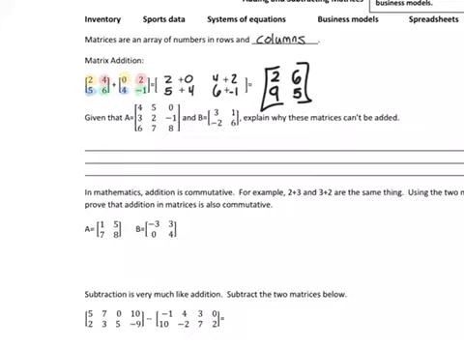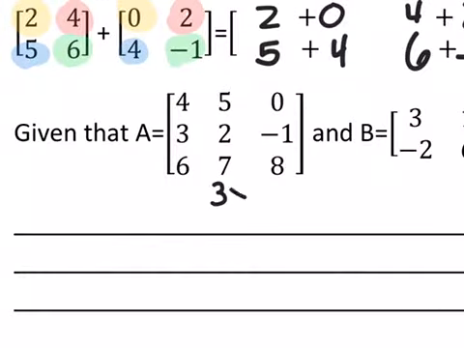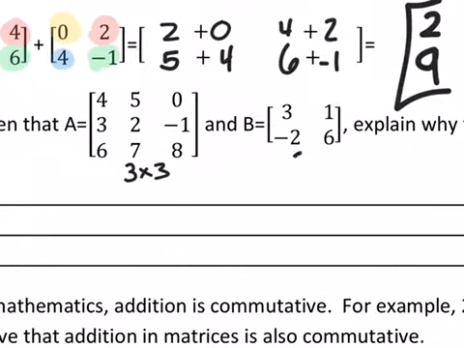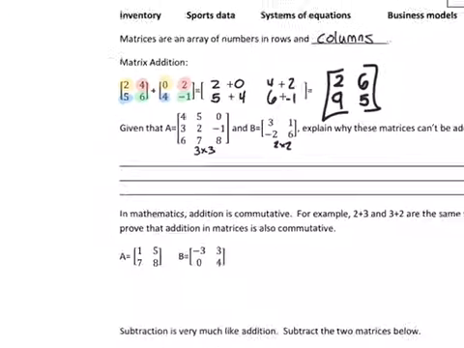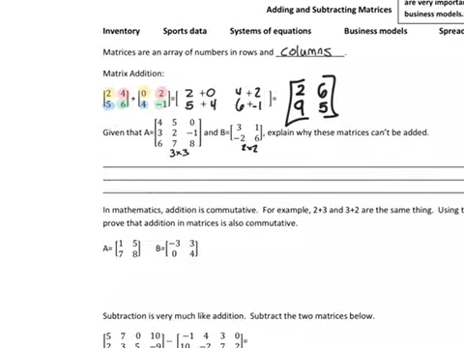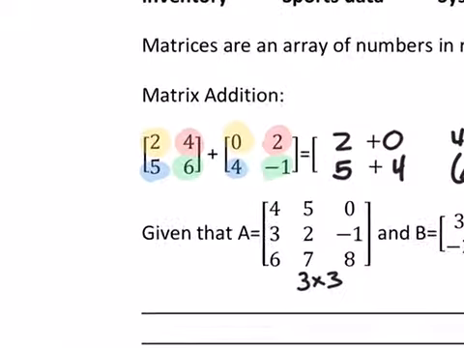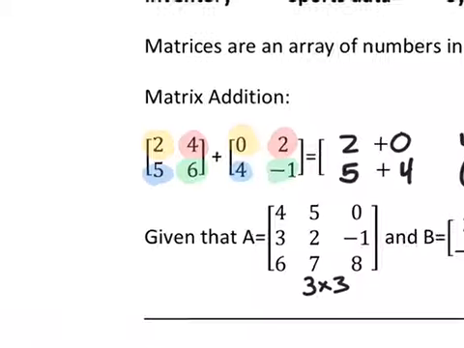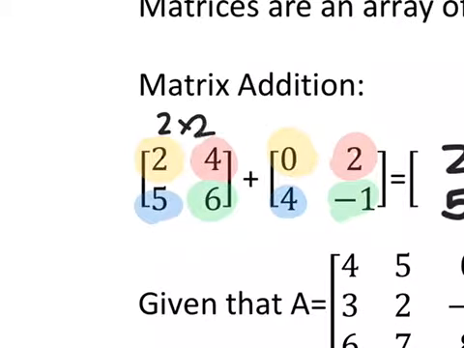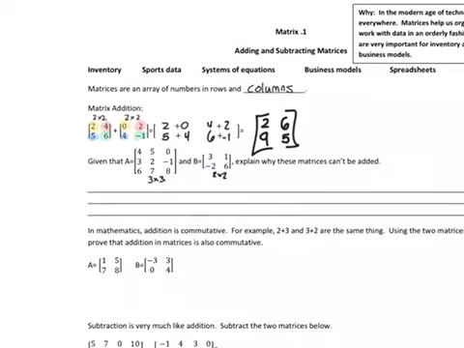So given that this matrix A is a 3 by 3, 3 rows and 3 columns, and matrix B is a 2 by 2, you could then imagine why these matrices can't be added. They don't have corresponding values. We need identical shaped matrices, identical dimensions. So 2 by 2, 2 by 2, that's what it takes to add. They can't be different sizes. It wouldn't make any sense.